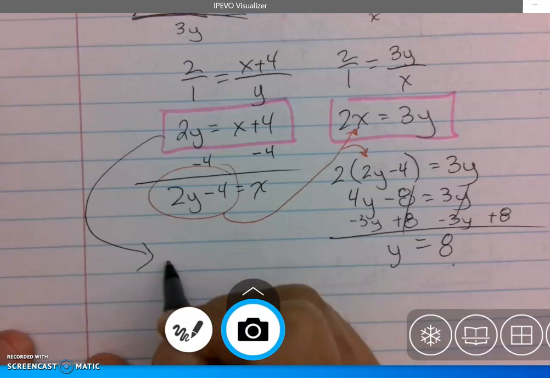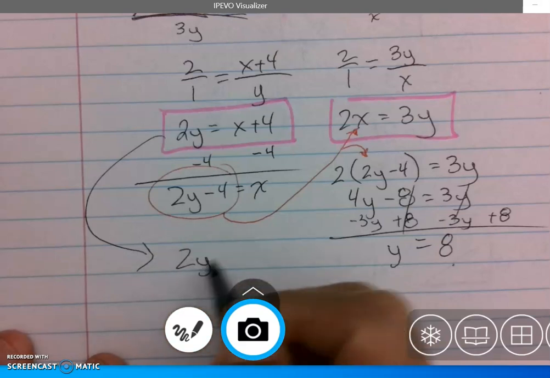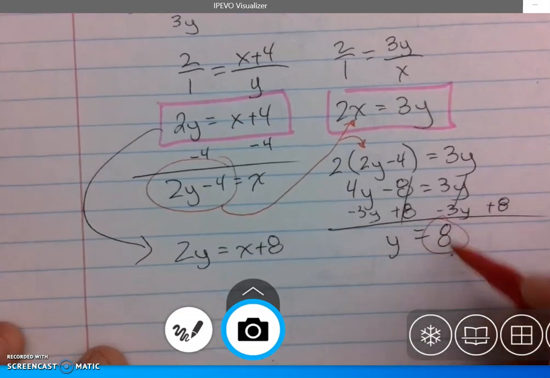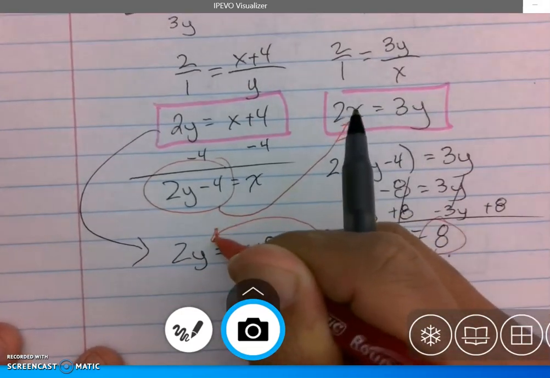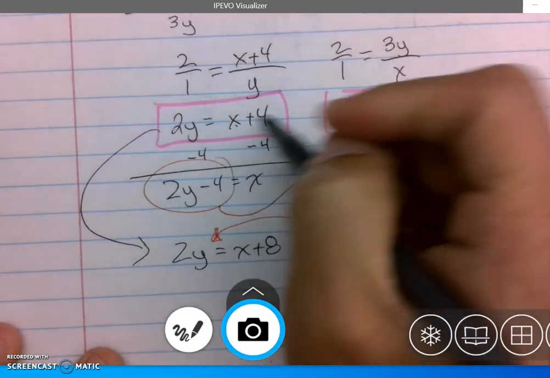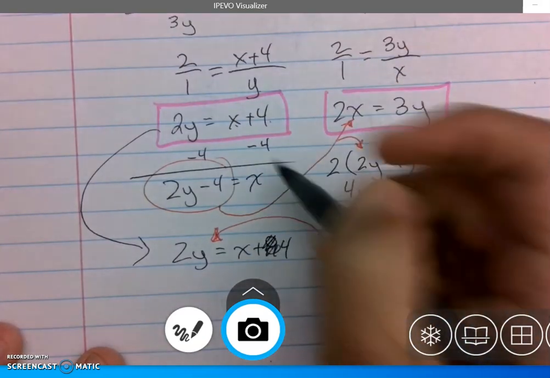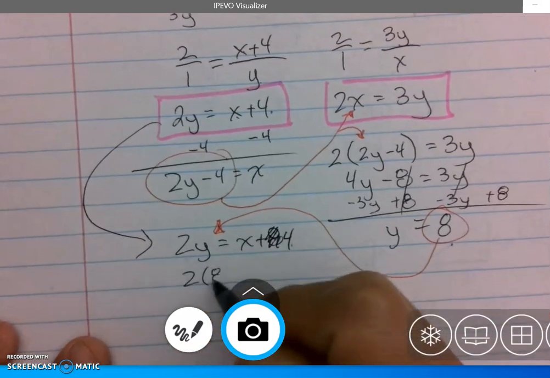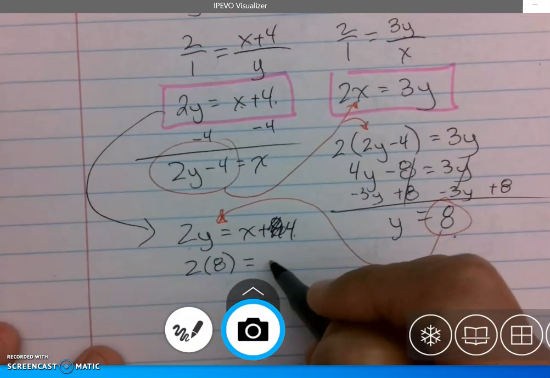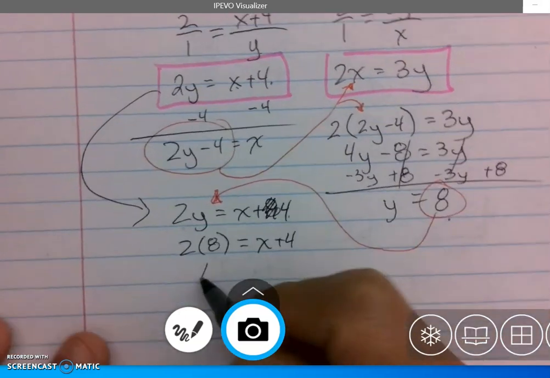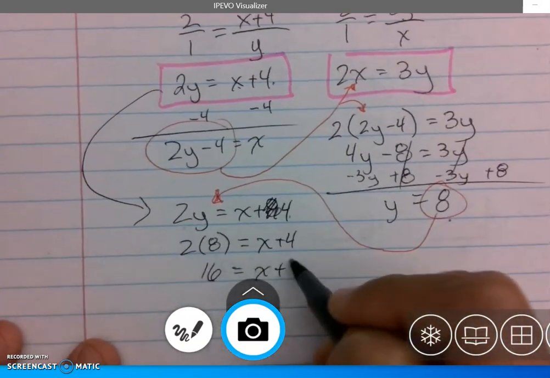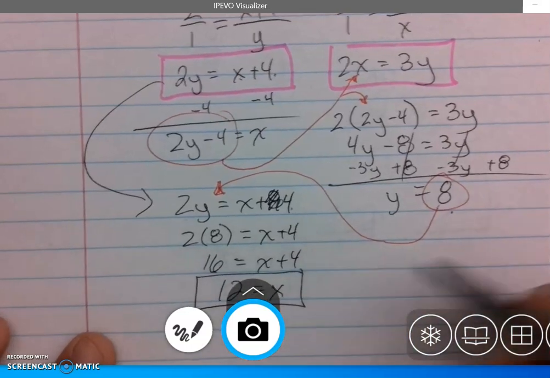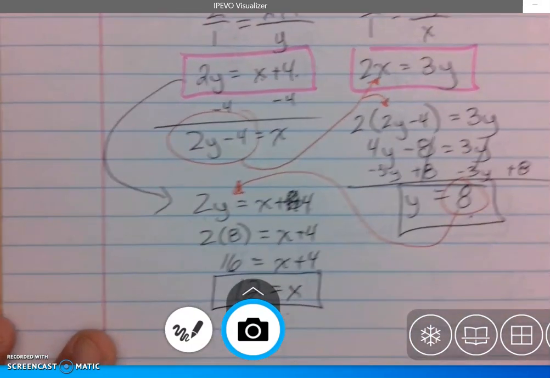I'll take this first equation here. And again, it doesn't matter which equation, because this value for y in either equation will solve for x. Oops, this is not plus 8, it's plus 4. Plus 4, plus 4. Anyway, put in the 8 there. That is 2 times y, 2 times 8 now. This looks like it's 16 is equal to x plus 4, so it looks like x is equal to 12. x is equal to 12, y is equal to 8.